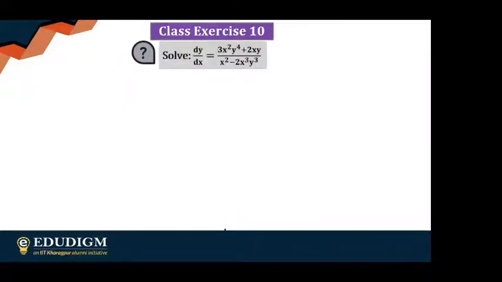The final sum, I gave you as homework. Just write it down. This is very interesting. If you don't get the answer, you can come back the next day and we'll talk about it. Okay? That's it from today's class.